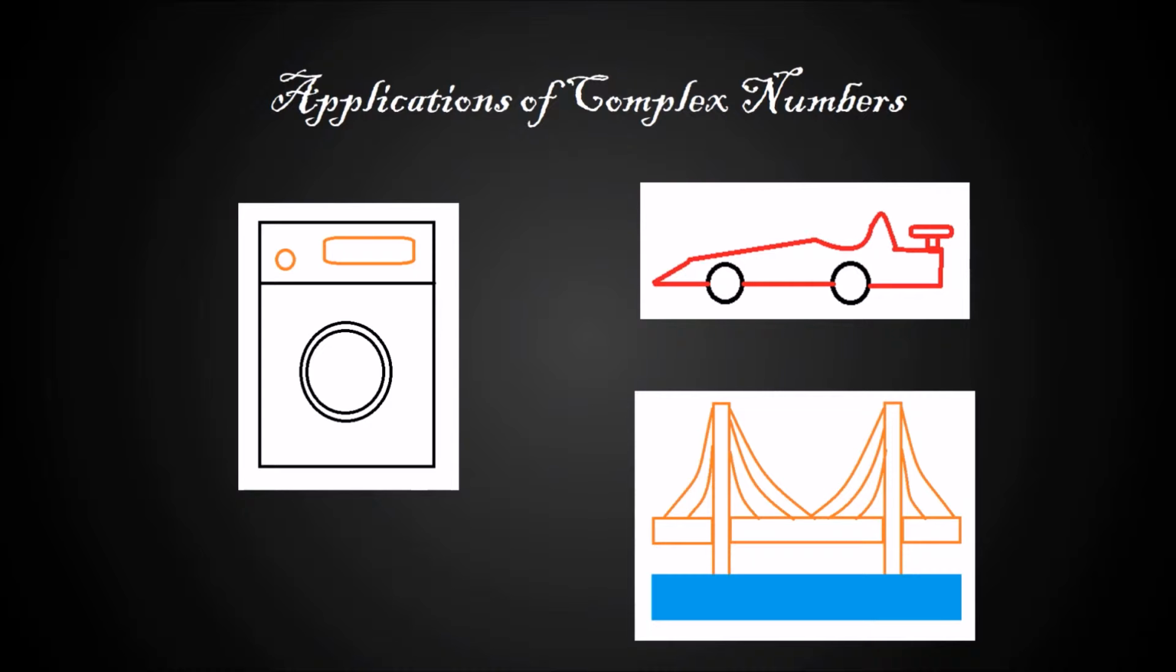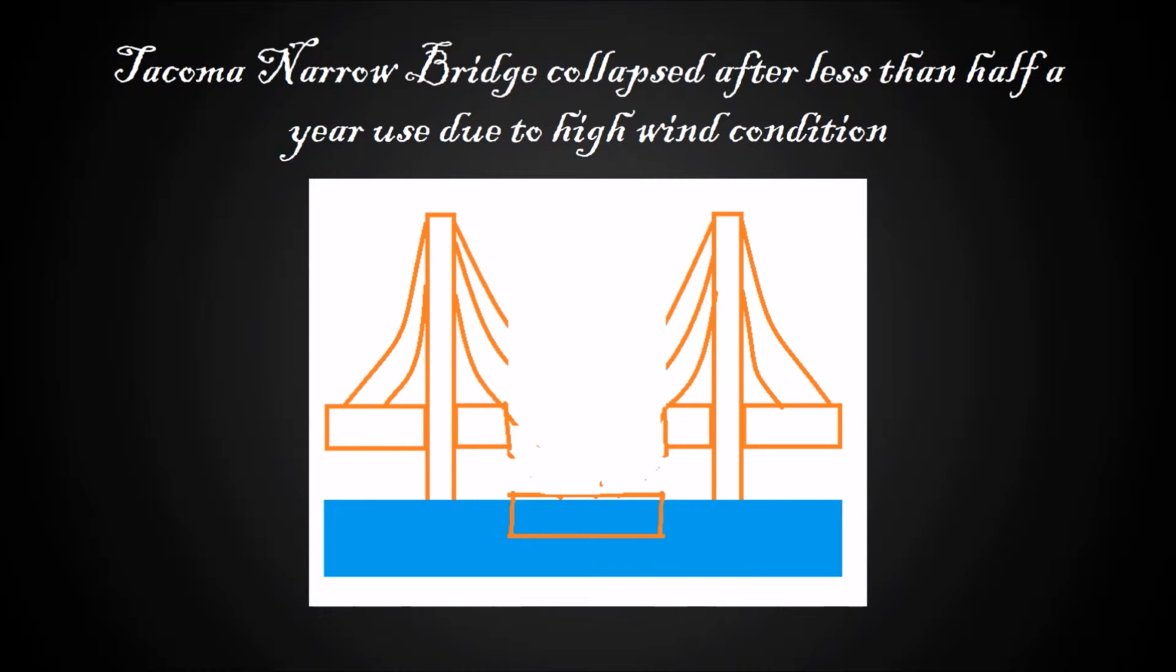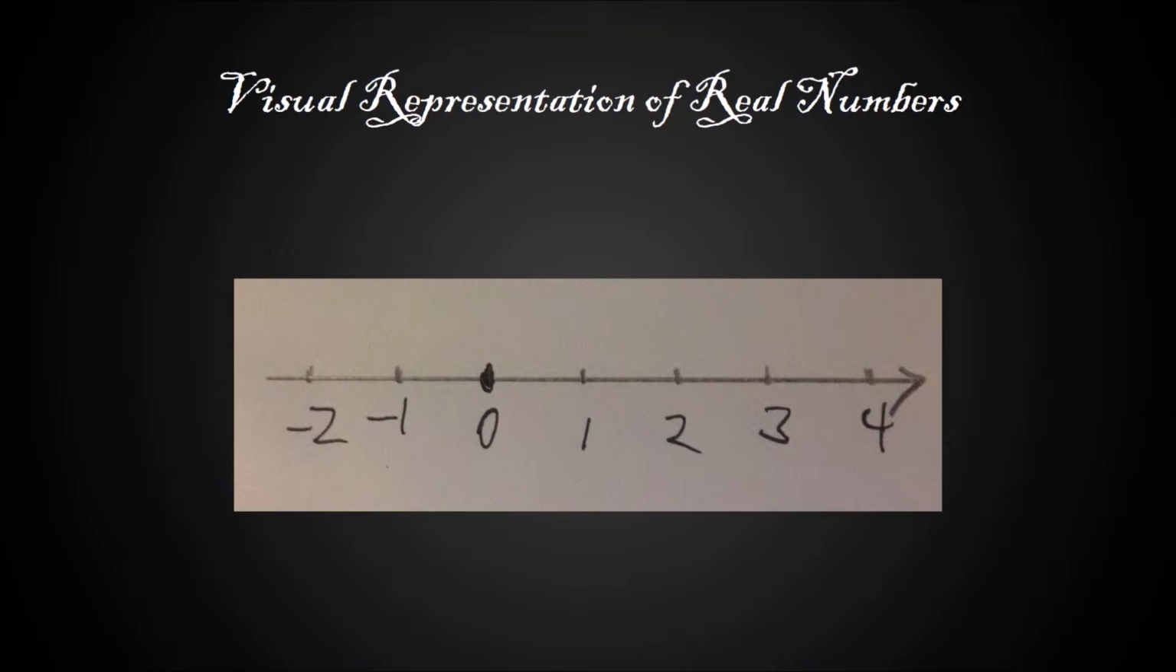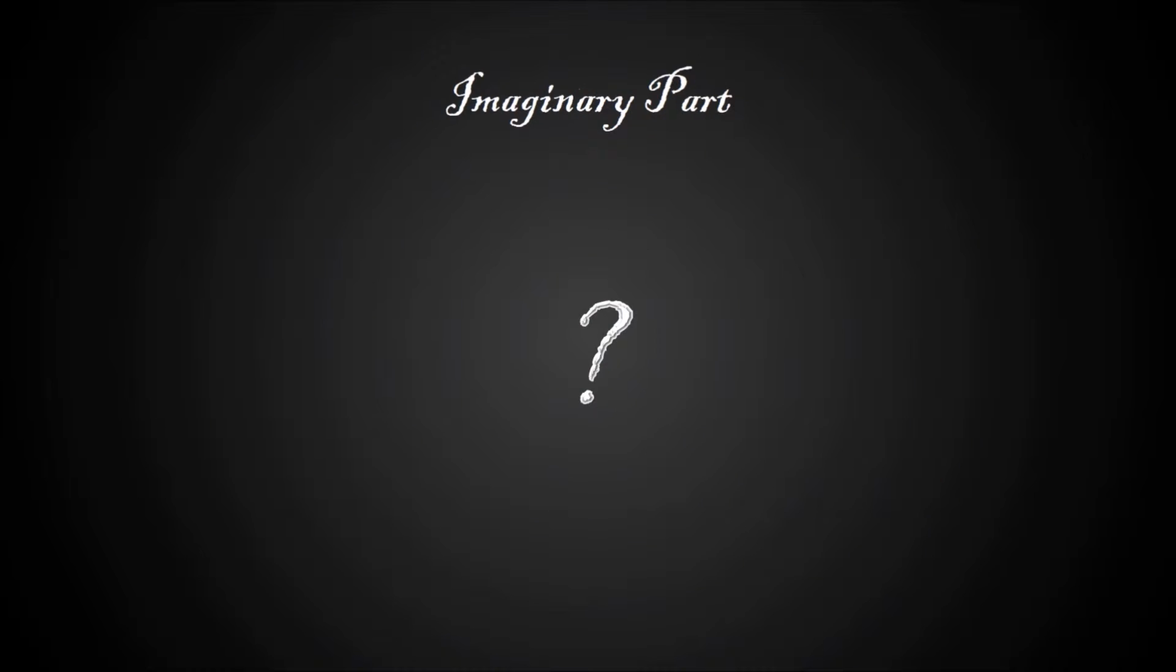The last example is particularly important to make sure an incident like the collapsing of the Tacoma Narrows Bridge does not happen again. The real part of a complex number is just like most other numbers used so far and can be represented visually on a straight line. But what is the imaginary part?